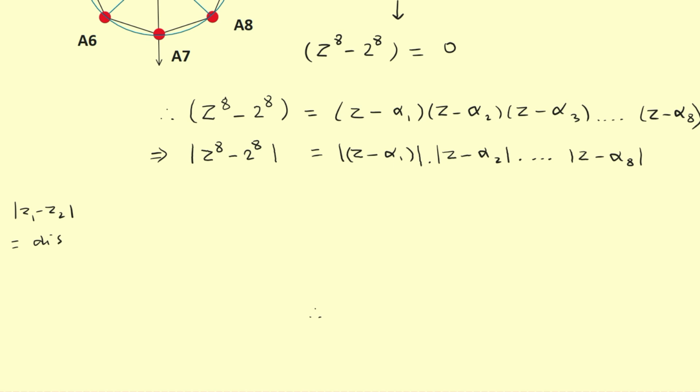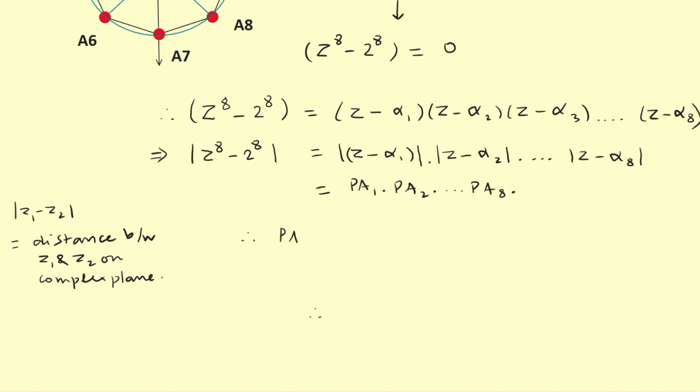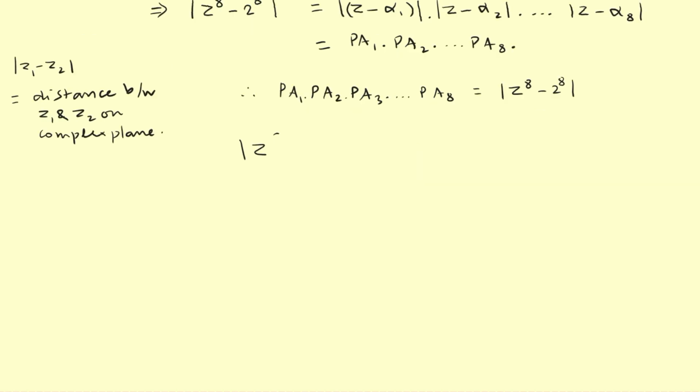Now look at each of these factors. Modulus of that means distance of z from alpha 1, distance of z from alpha 2, etc. As we know from the knowledge of complex numbers, modulus of z1 minus z2 means distance between the complex numbers z1 and z2 on the complex plane. So now z is the point P and alpha 1 is A1, alpha 2 is A2 and so on. So the product of moduli becomes PA1 into PA2 into PA3 up to PA8, which is equal to mod of z to the power 8 minus 2 to the power 8.